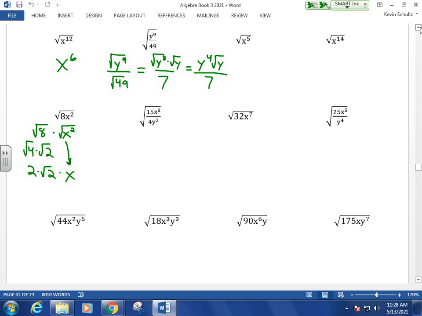To put this all together now, what is outside of a root is placed in front, my 2 and my x. What's inside of the root stays under the root. And that's my final answer.